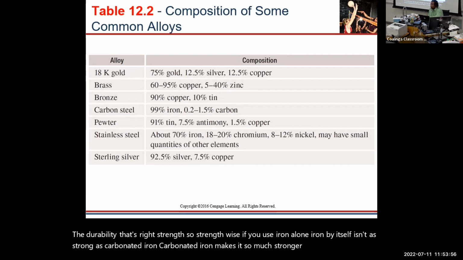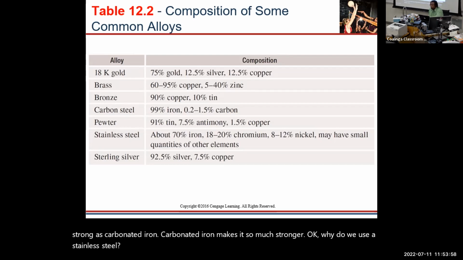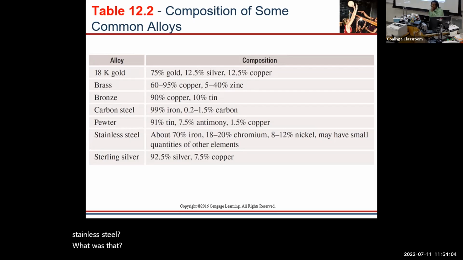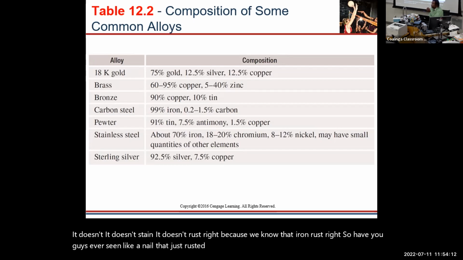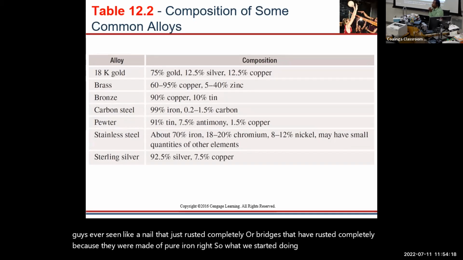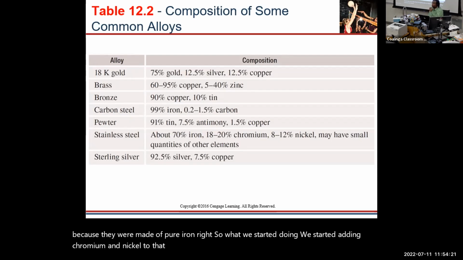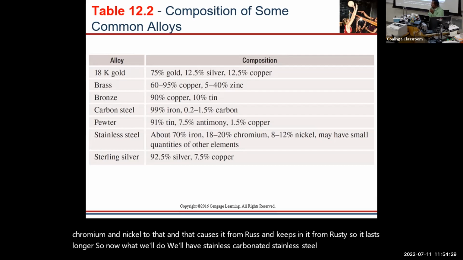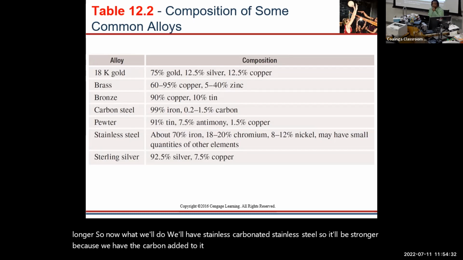Okay, why do we use stainless steel? It doesn't stain. It doesn't rust, right? Because we know that iron rusts. Have you guys ever seen a nail that just rusted completely, or bridges that have rusted completely because they were made of pure iron? So we start adding chromium and nickel to that, and that keeps it from rusting, so it lasts longer. So now we'll have carbonated stainless steel. It'll be stronger because we have the carbon added to it, and we've added the chromium and the nickel to keep the iron from rusting.